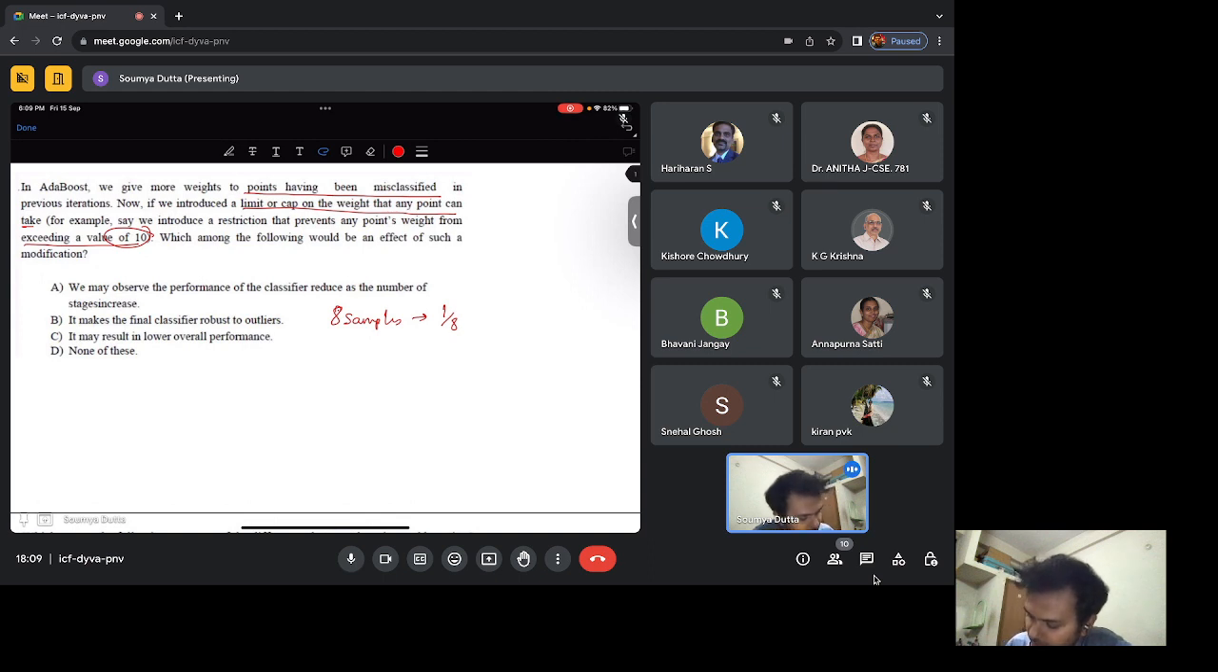The first option is, we may observe the performance of the classifier reduce as the number of stages increases. The second option is, it makes the final classifier robust to outliers. The third is, it may result in lower overall performance. Which one is it, will the overall performance reduce if you do this? It can be yes or no.